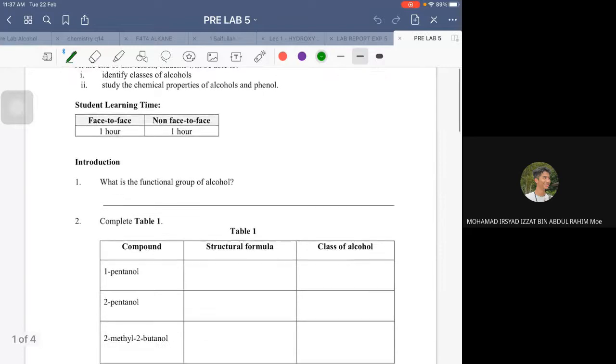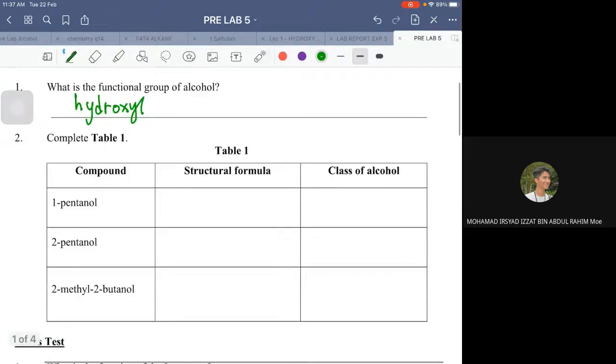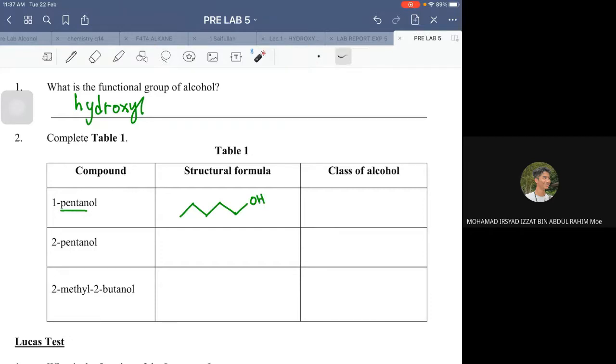Okay, what is the functional group of alcohol? It will be hydroxyl. And then kita lukis pentanol. How to draw pentanol? Pen is 5 carbon, 2, 3, 4, 5. Okay. And then the OH is located at carbon number 1. So this is carbon number 1 connected to the OH. Check. Carbon number 1, carbon number 2, 3, 4, 5. So this is 1-pentanol. Classes of alcohol, it attached to primary carbon. So it is primary alcohol.